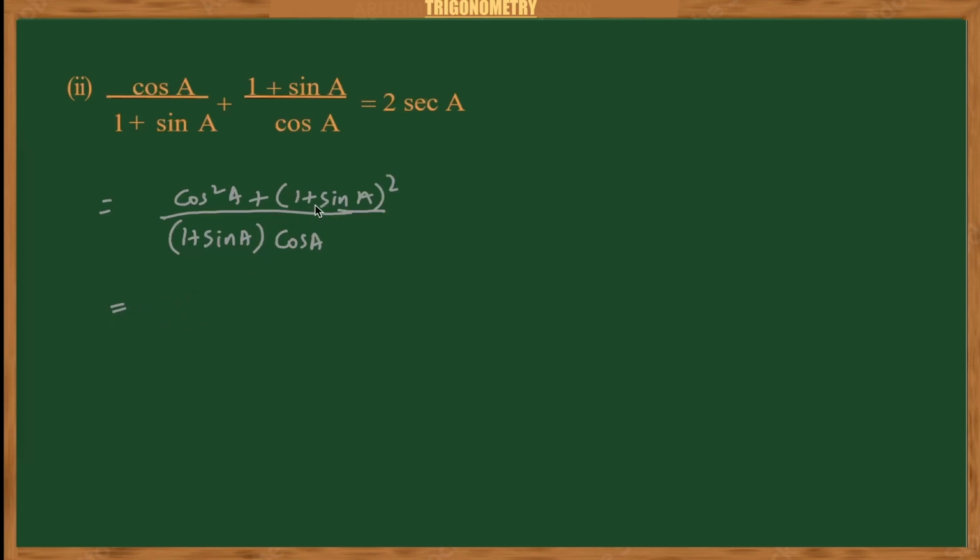Here we can see it is 1 plus sin A. So can we utilize it? Always we need to think, can we substitute it in any of the formulas or identities? Here we cannot, but since we have a square, we can use the formula A plus B whole square is equal to A square plus B square plus 2AB.